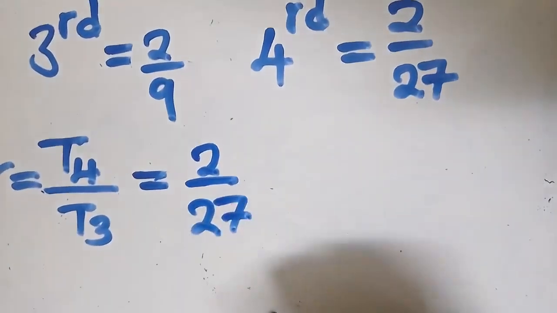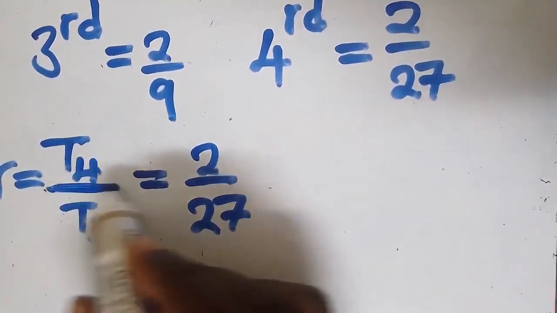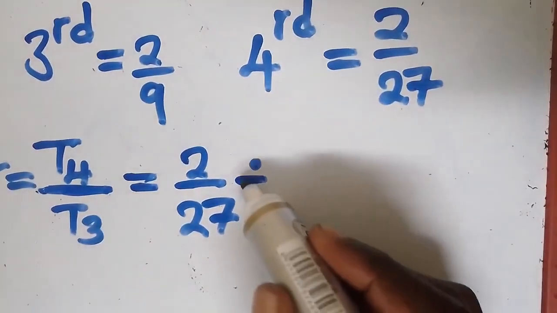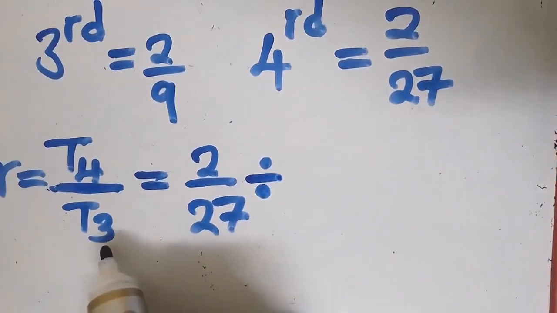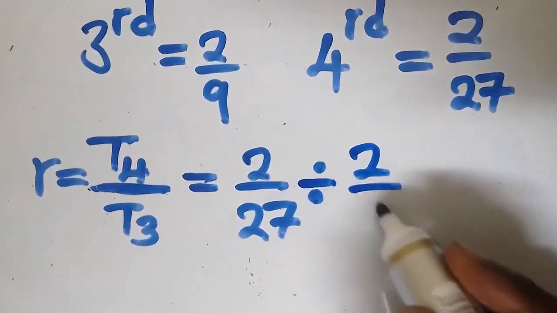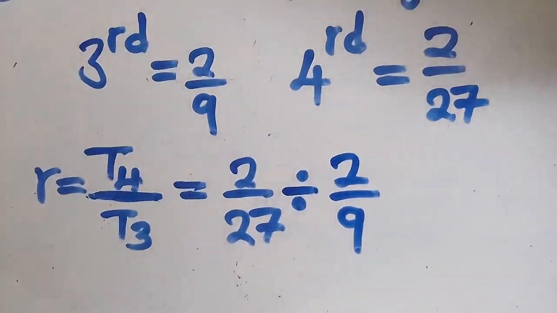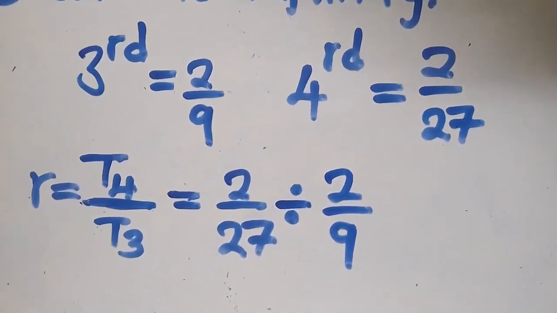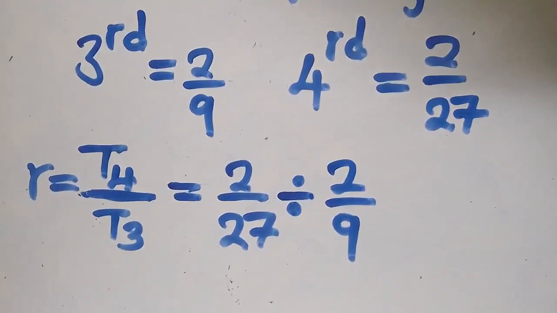2/27. Do you know what this symbol means? It means divide by. You are dividing by your third term. What is the third term? 2/9. That is your third term. That's what you are given.